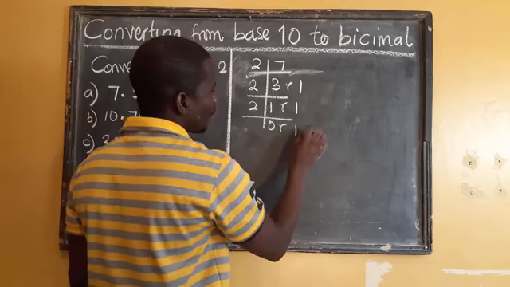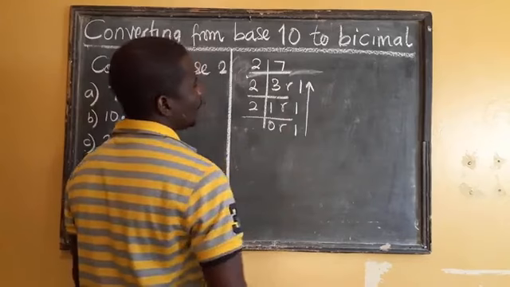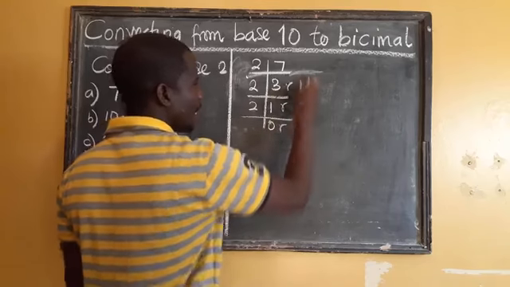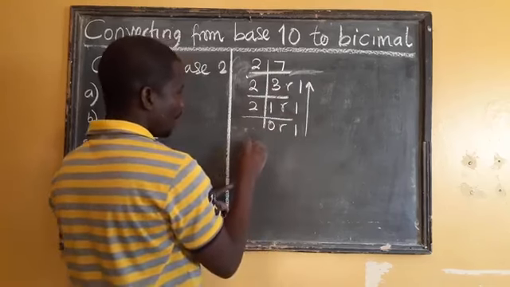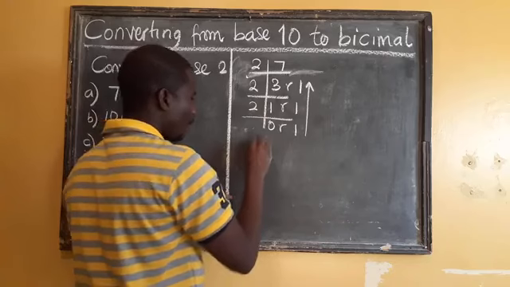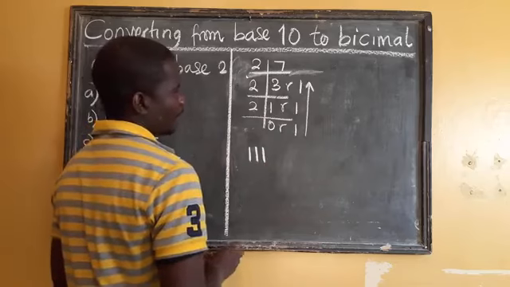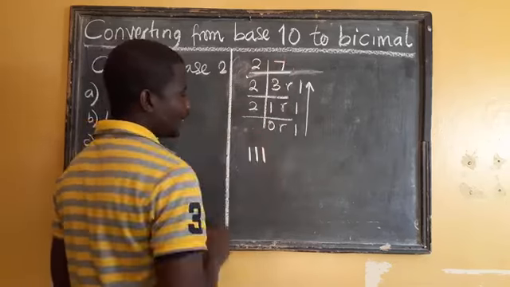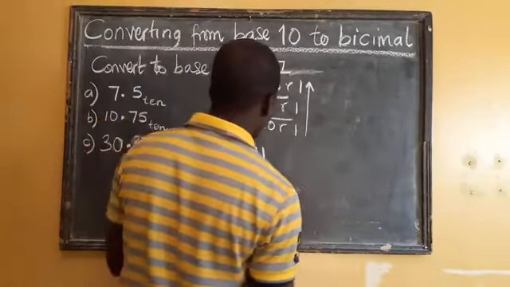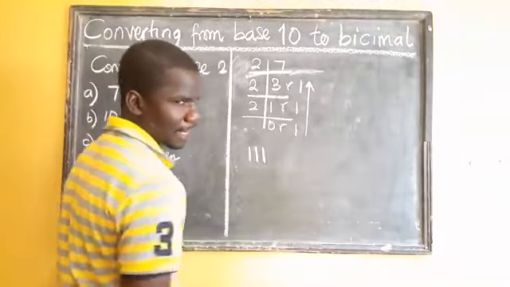And how do we get this one? You have to write it this way. How do you write the final answer? You start with 1, 1, and 1. That is what 7 is in base 2. When you convert this number 7 to base 2, it will give us this number.